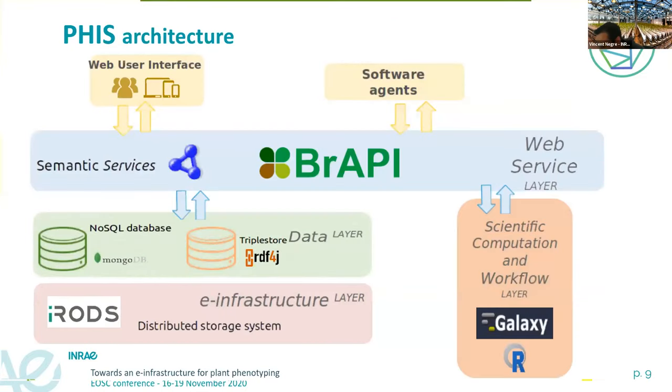Here are the several layers of the information system: a communication layer based on some web services which implement the standard API; a semantic layer which makes links between scientific objects stored in a database or on a distributed file system; and the last component, a specific computation and workflow layer based on Galaxy and R.